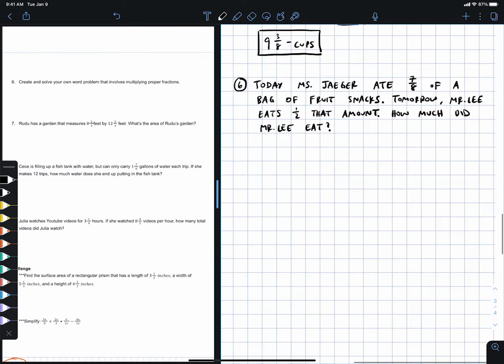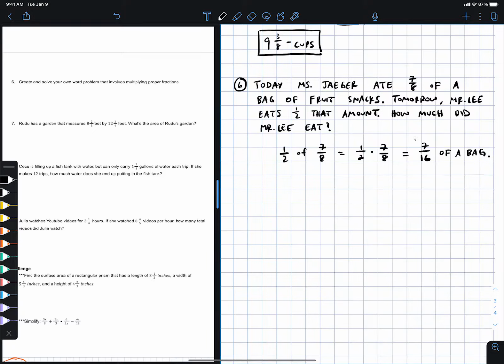Okay, so that would be a problem. So we could say, well, if Mr. Lee ate half of that amount, what was that amount? That was what Miss Jaeger ate, so that would be 1/2 of that 7/8. These are both proper fractions. And so as a math problem, that'd be 1/2 times 7/8. And if you answer that, that'd be 7/16. This would be of a bag.